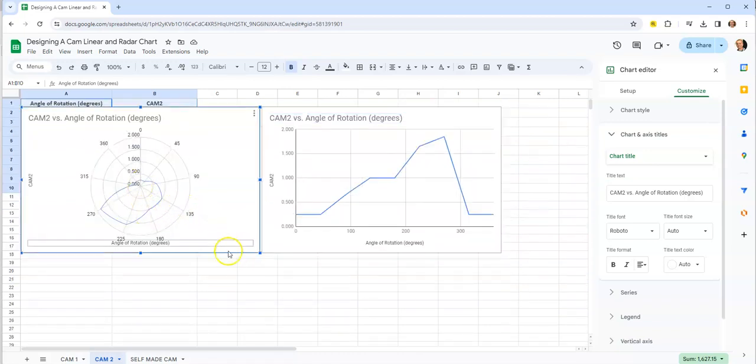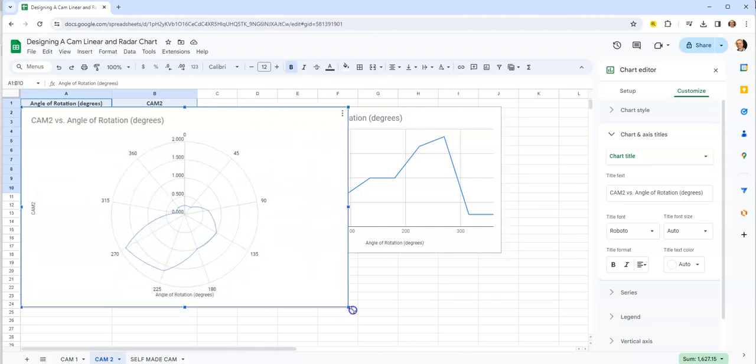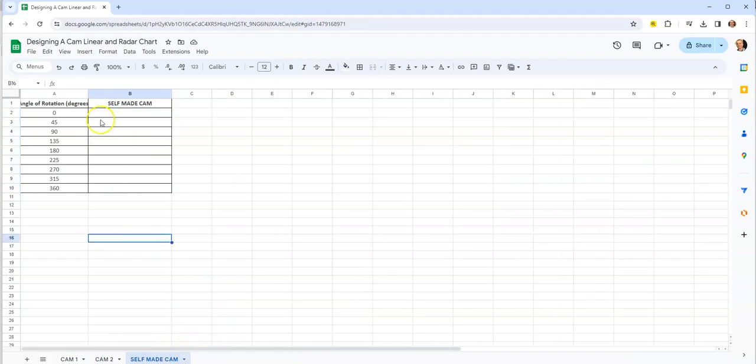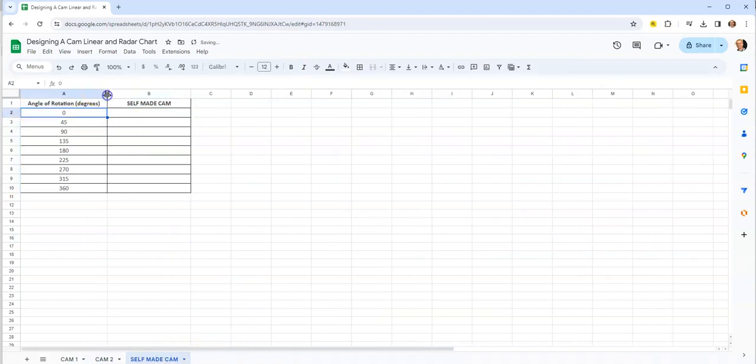I want you to note that this is not necessarily a perfect shape, but it gives us an idea of how to design the cam that we would want to accomplish the task that the story would tell. Now down at the bottom where you see self-made cam, if you have an idea of what you want your cam to look like and how you want the follower to behave, you can start placing those numbers in here, and it would help you get an idea of what kind of cam you would want to create.